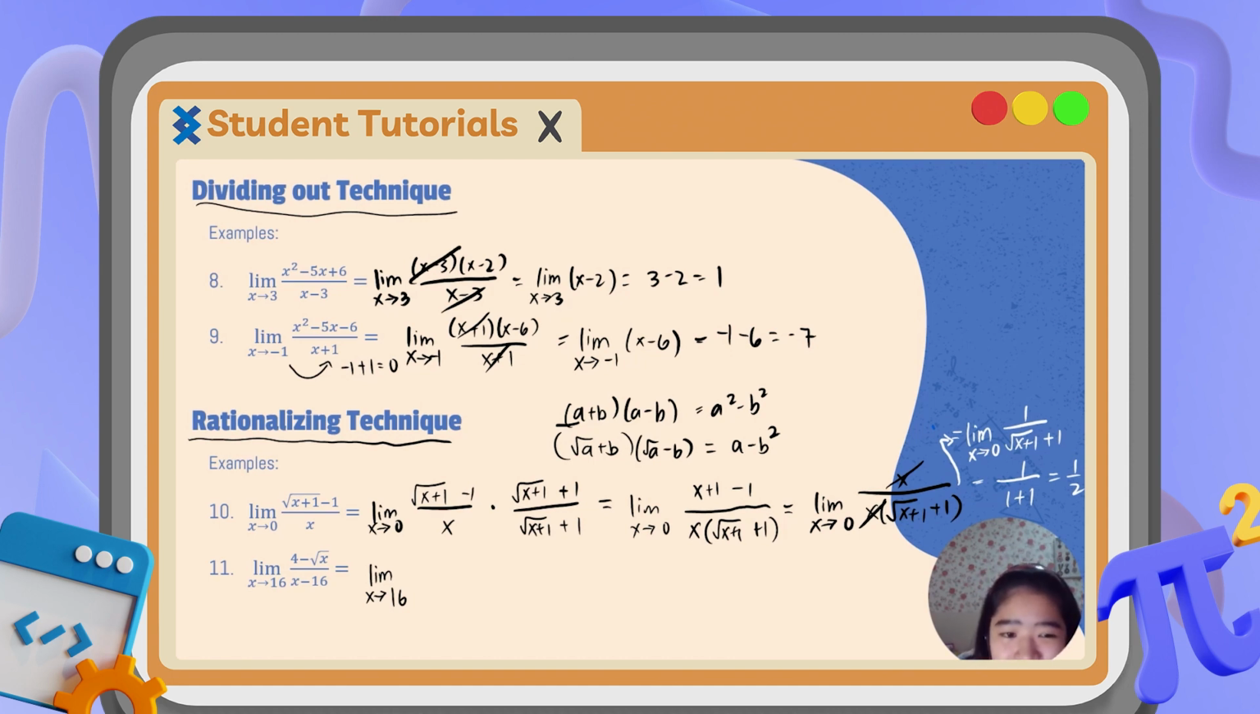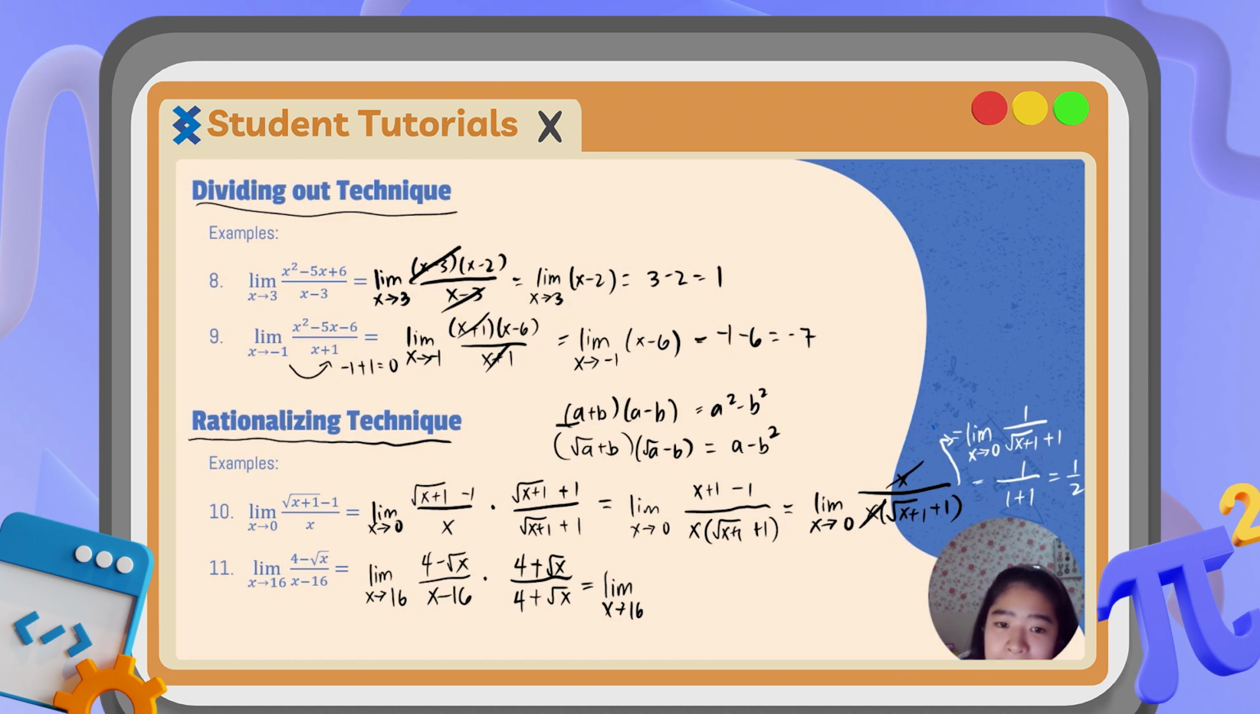So what you want to do is again rationalize. Multiply by the conjugate: 4 minus root of x over x minus 16. So what would you multiply this by? You multiply it by 4 plus root of x, because you want to be able to remove that square root. Over here, you'd also have that.